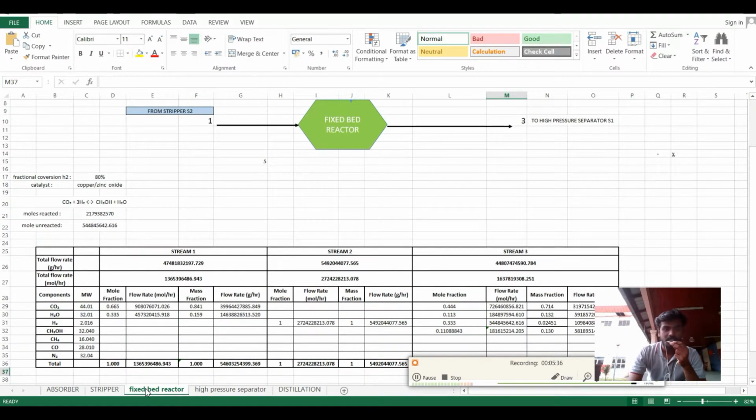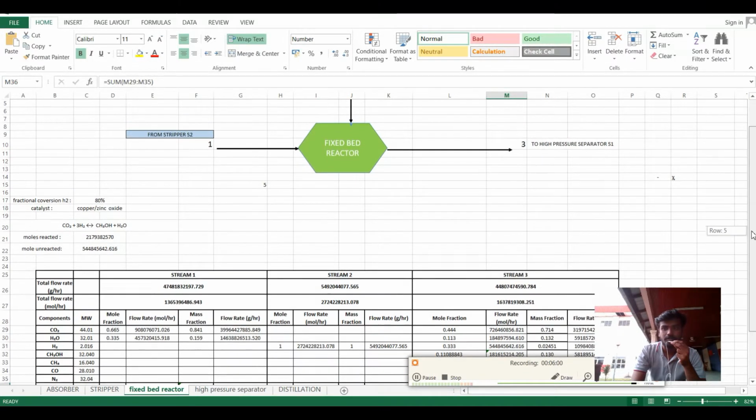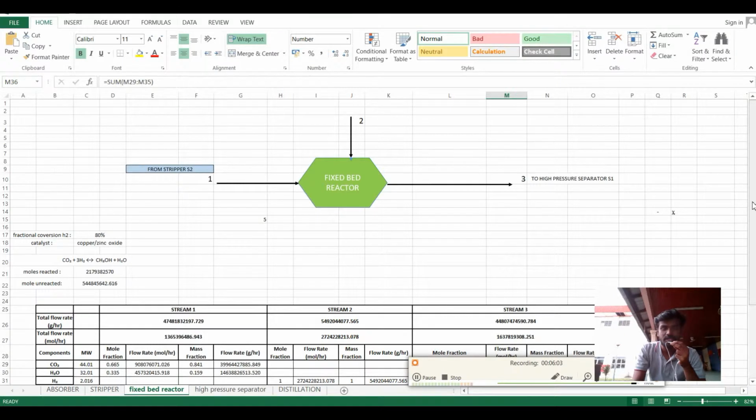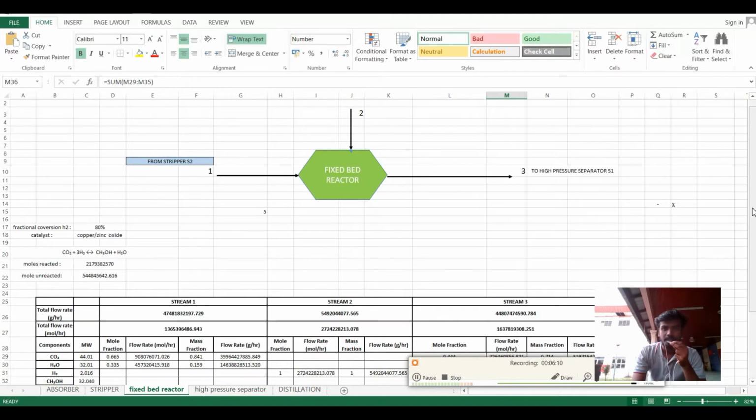So the composition that we get from the stripper is 0.665 for the carbon dioxide, and 0.335 for the water. From that we also have the information of flow rate, and then there is one stream which enters the fixed bed reactor. The stream is pure hydrogen, which we will need for the reaction further.